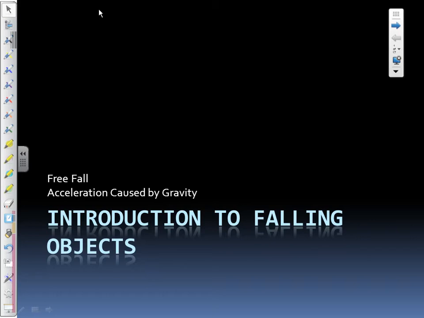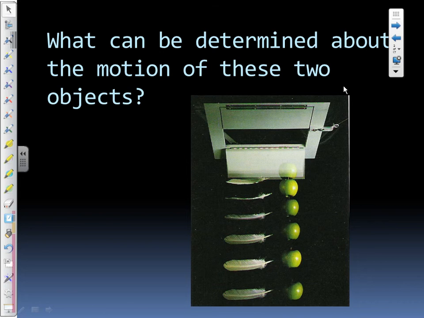So, today we start in on the last section of this unit on acceleration, and that deals with falling objects, or the acceleration caused by gravity. That is going to start with this picture.